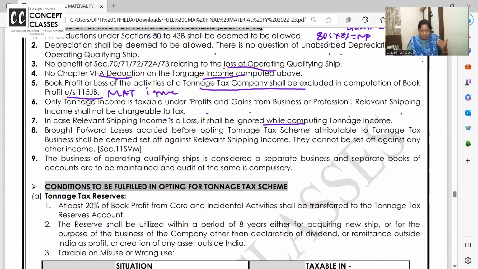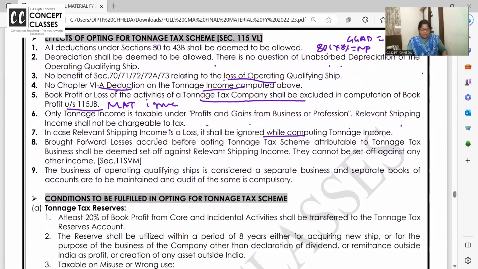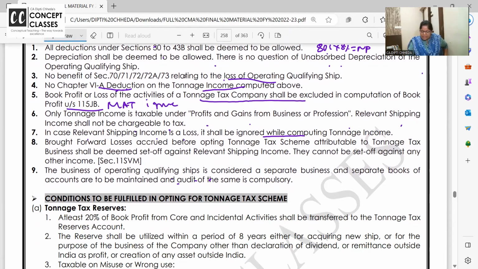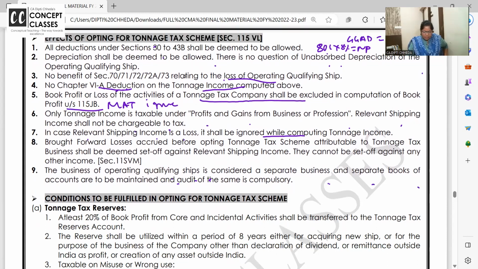हाँ, अगर brought forward loss है before you start the tonnage tax, it shall be deemed as set off against the relevant shipping company income. See, from now we are going for tonnage tax scheme presumptive. तो जो पुराना brought forward loss है जो बुक का relevant shipping income है उसमें set off हो जाएगा. Presumptive taxation में no losses allowed to be set off. Followed? Tonnage tax scheme, no losses. They cannot set off against other income. कोई loss set off नहीं होगा. Business of operating qualifying ship is considered a separate business, with separate books of accounts and audit and all. उसमें कोई set off नहीं होगा.